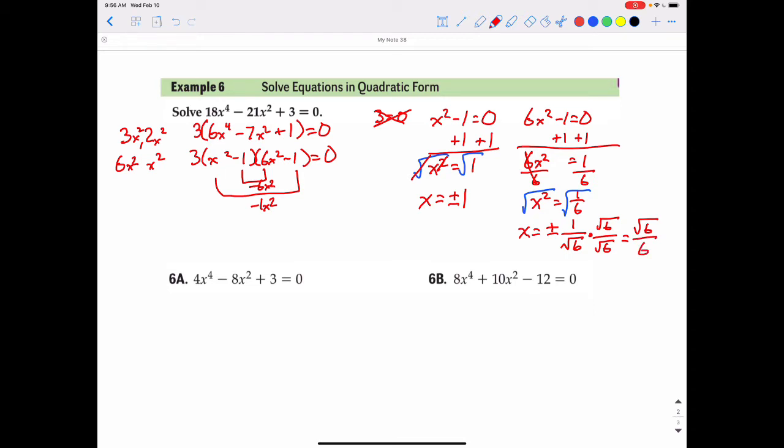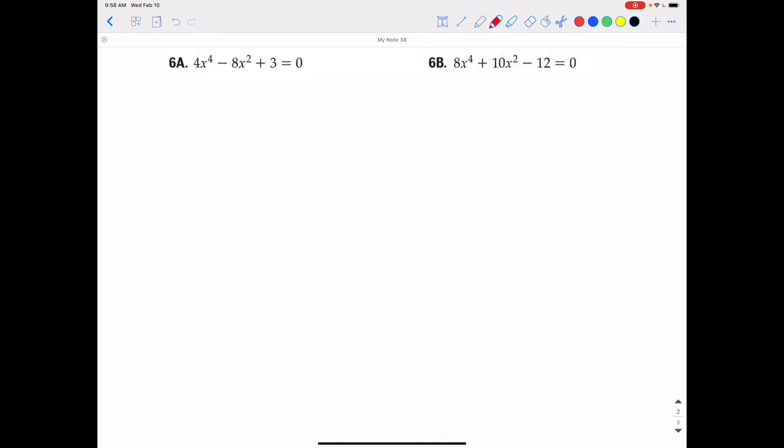So there are actually 4 solutions to this. There's the plus or minus 1 that we got at the start, and then x could also equal plus or minus the square root of 6 over 6. So 4 different solutions to this. So let's try another one.